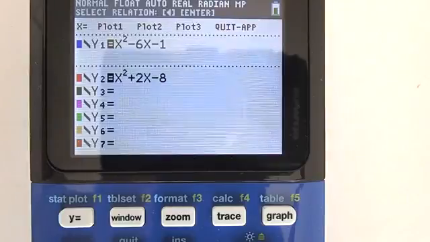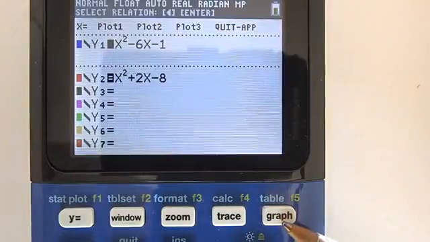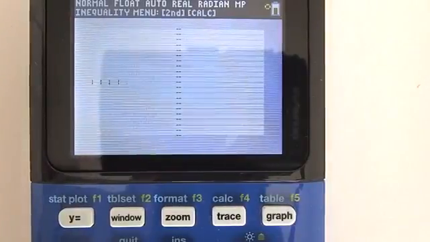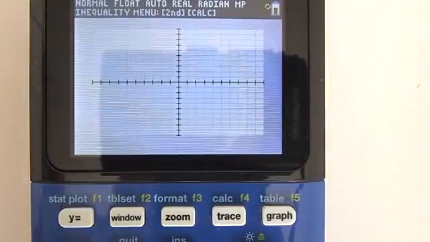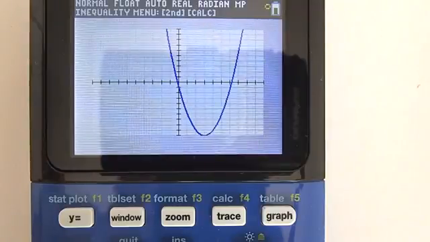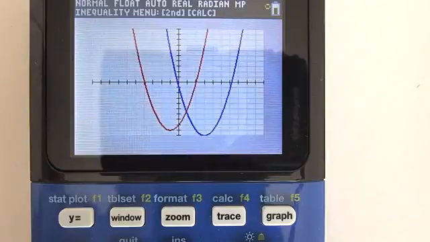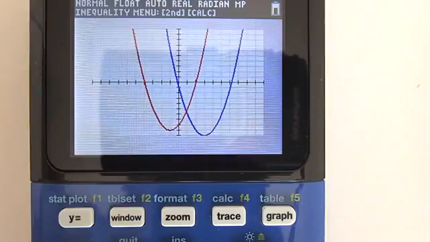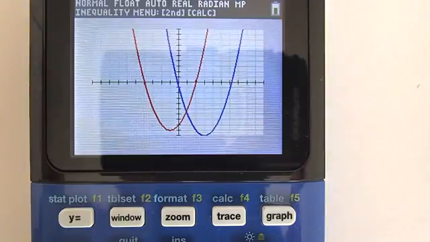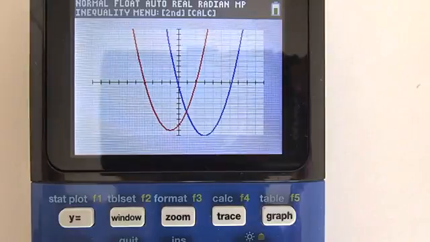We're going to graph it by pressing the graph key here. But when we press the graph key, it will graph the two equations that we have here. The y1 will be graphed in blue color, and the y2, our equation, will be graphed in red. And there is our equation graphed in red. Okay, that is it. That is how to use the Polynomial Root Finder app to solve a quadratic equation on the TI-84 Plus CE graphing calculator.